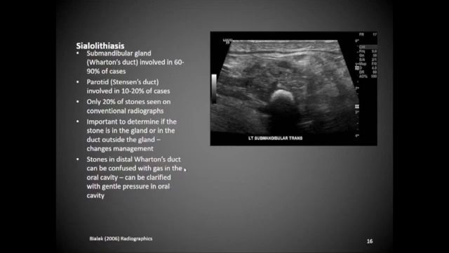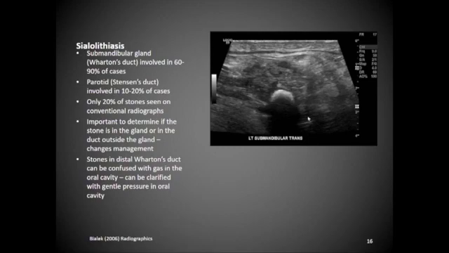The vast majority of this occurs in the submandibular gland or in Wharton's duct. One of the reasons is likely the anti-gravity drainage of Wharton's duct, less common in the parotid. These stones are often not seen on conventional radiographs, can usually be seen on CT. It's said it's important to determine if it's in the gland or at the margin or just outside the gland.